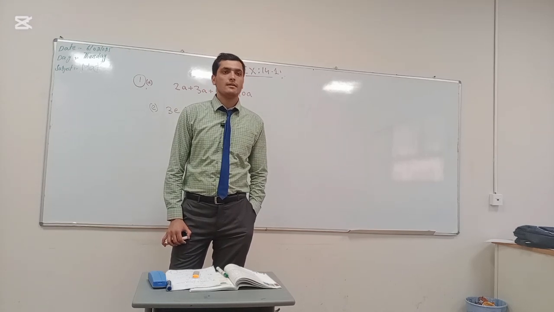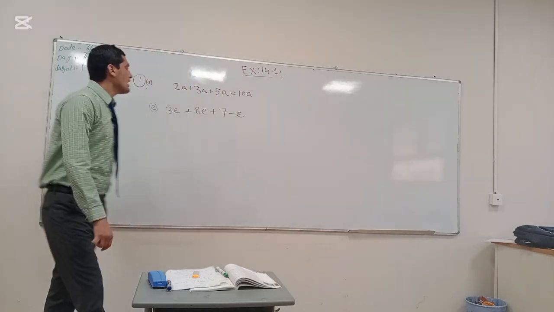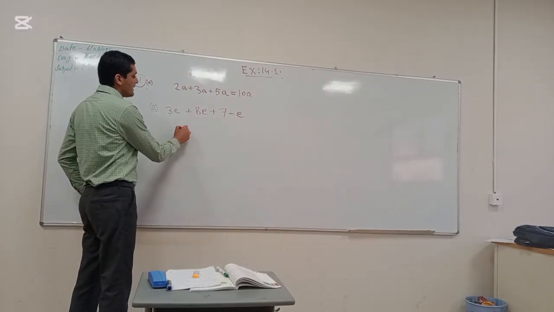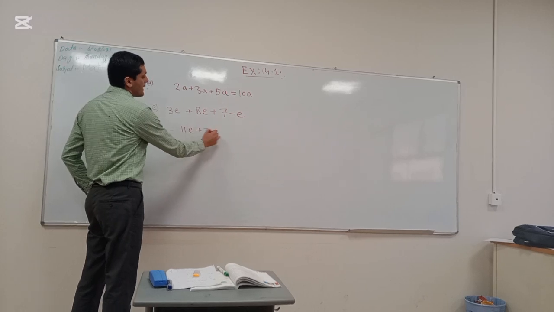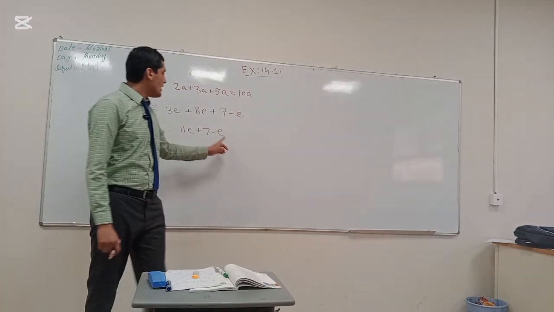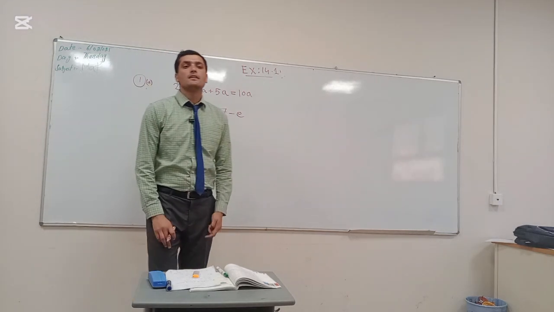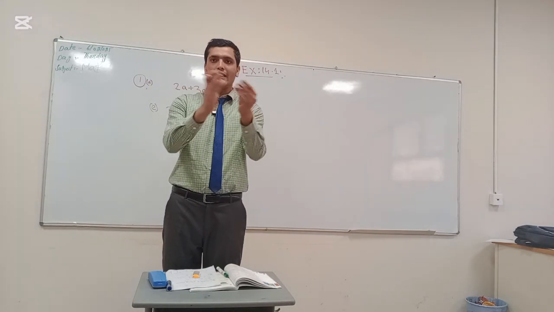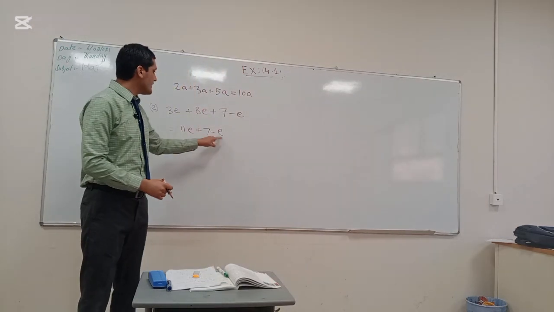Okay, look here. I will do one thing. 3e plus 8e becomes 11e. So this will become 11e plus 7 minus e. Now, can anyone please tell me how to shift this here? Because these are like terms, you can add like terms, but only when they are together. Right now, this is here.